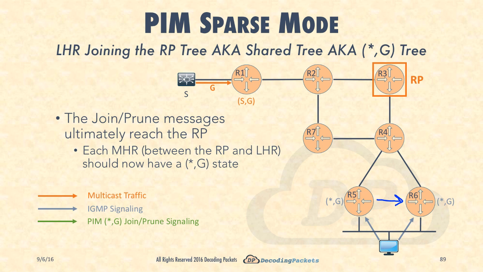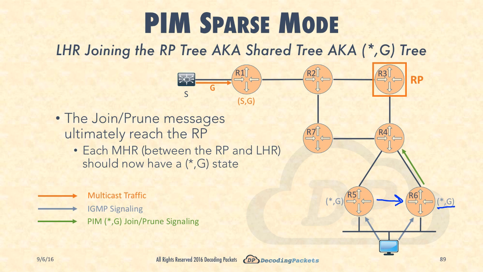Well, R6 has this state courtesy of IGMP, this light blue state. So now it can take that IGMP signaling and create PIM signaling out of that. So the green signaling here is going to be PIM signaling. And what happens next? Well, R6 is first going to find that RPF interface. So which is the interface that will easily take it towards R3? Well, wouldn't it be this upstream interface?